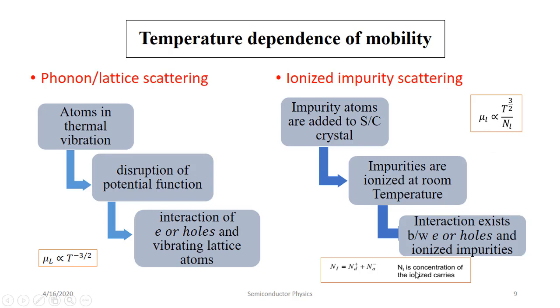And we know there is some concentration of ionized carriers that can be represented as donors and acceptors. So I'm going to write the net concentration of my ionized impurities as Nd+ plus Na-. These ionized impurity atoms have an inverse relationship with my mobility, and it is directly proportional to the third root of my temperature, T^(3/2). So this is how the temperature is going to affect my mobility.